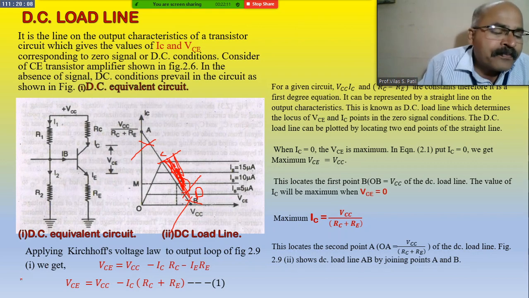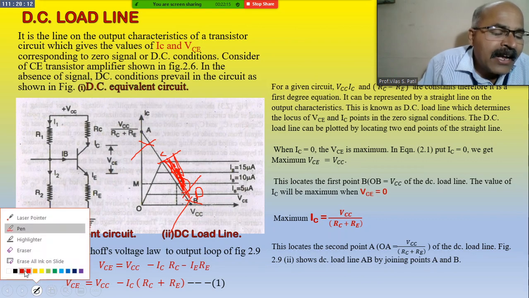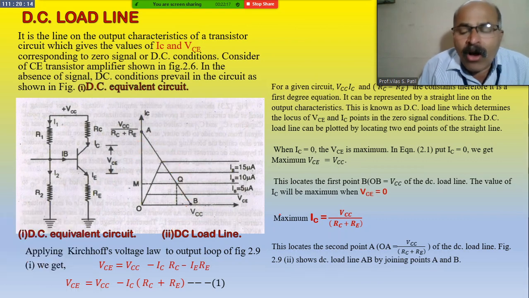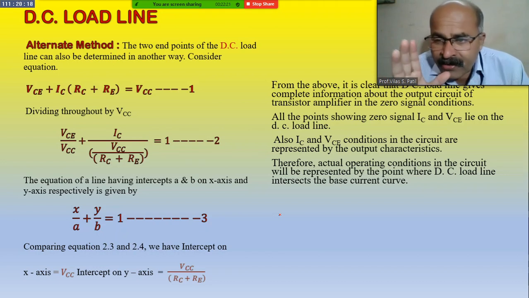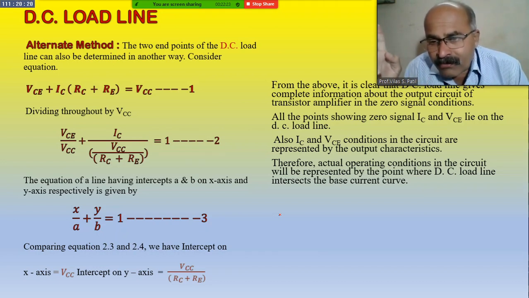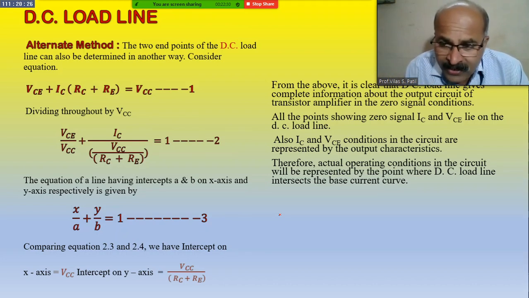It means that the operating point is very essential, and when the transistor is operated in the operating region, it will act as an amplifier. And this is the explanation of the DC load line.